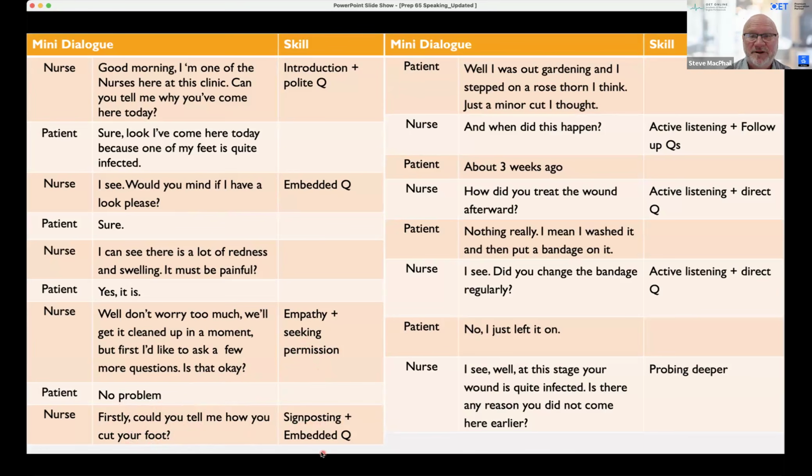And another embedded question. "Well, I was out gardening and I stepped on a rose thorn, I think. Just a minor cut, I thought." "And when did this happen?" "About 3 weeks ago." "How did you treat the wound afterward?" "Nothing really. I mean, I washed it and then put a bandage on it." "I see. Did you change the bandage regularly?" "No, I just left it." "I see. Well, at this stage, your wound is quite infected. Is there any reason you did not come here earlier?"